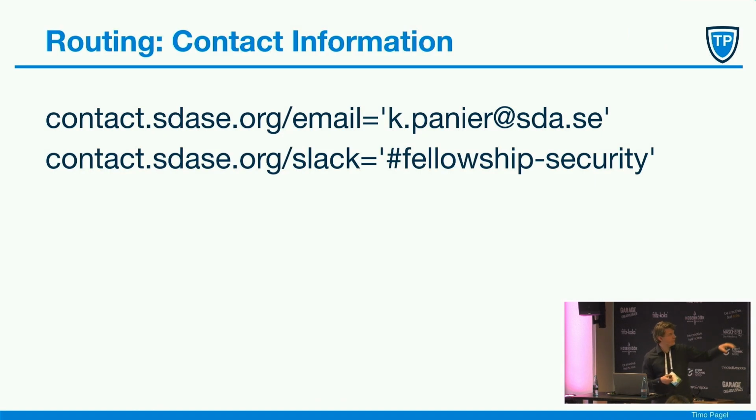Yeah, then we have routing. So how does the cluster image scanner know which team to inform? In Kubernetes, I have a label called, for example, contact. You can also use your own annotations, if you have some already. And then you show which Slack channel it is, in this case, fellowship security. So that is where these messages will show up, and the team can react.